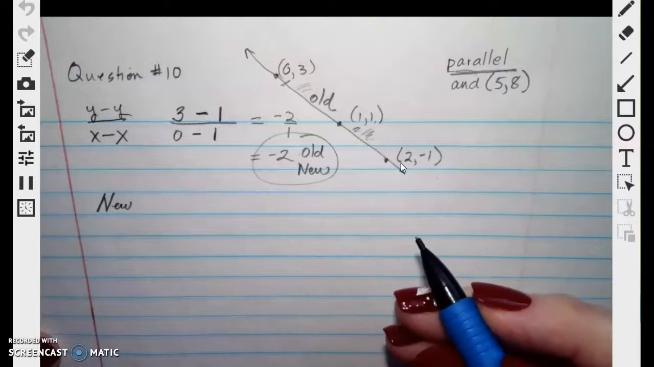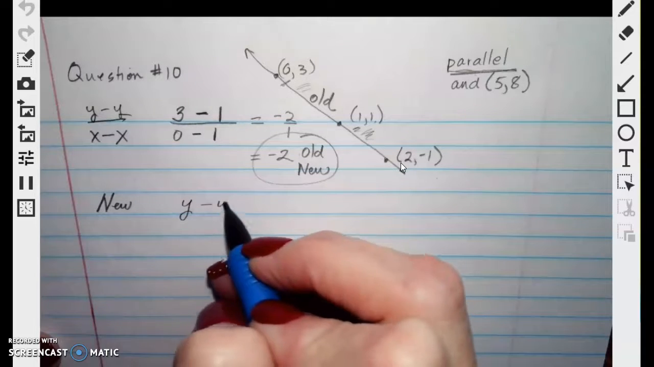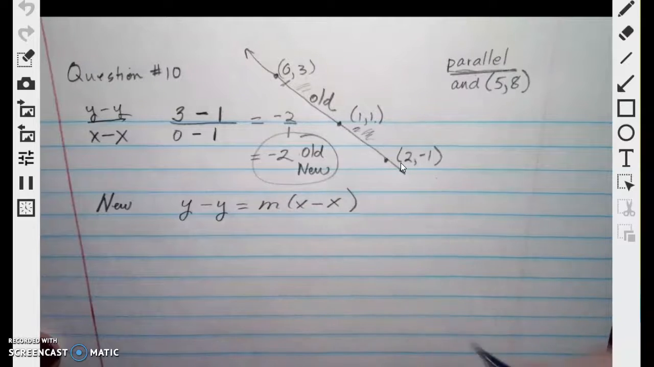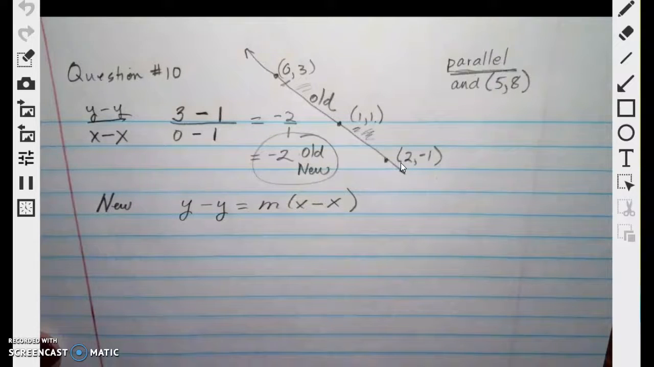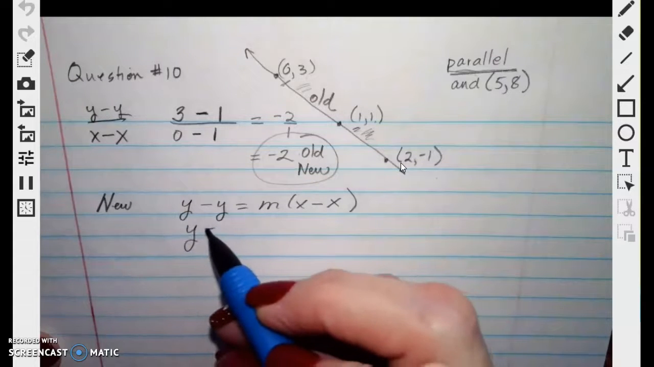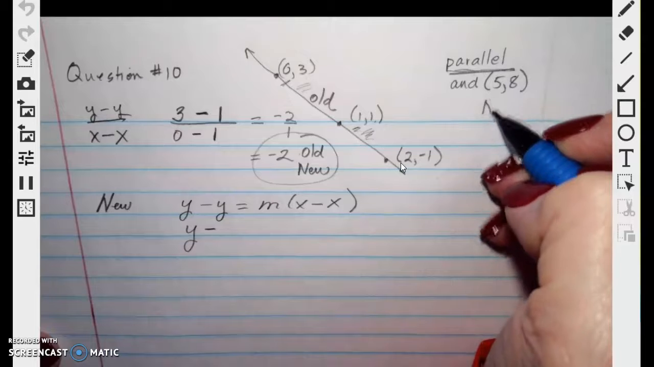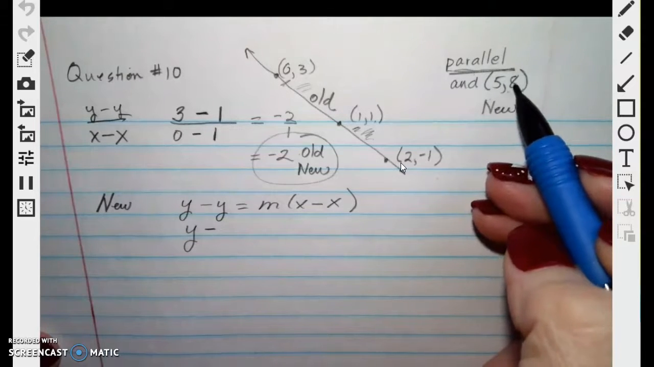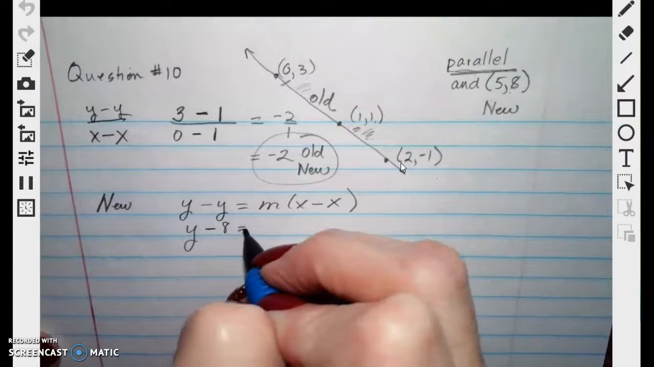And my new line is y minus y equals m(x minus x). I need to use the point-slope form, don't I? All right, so y minus, okay, what's my point? This is my new point right here. So that's it. That 8 is my new y, isn't it? So I'm going to put it right here.